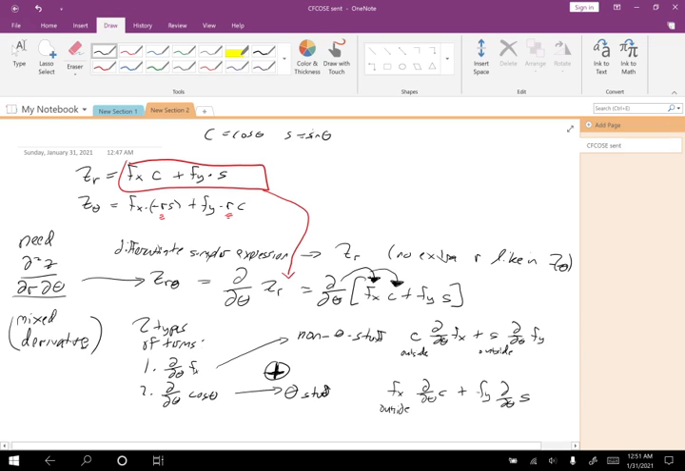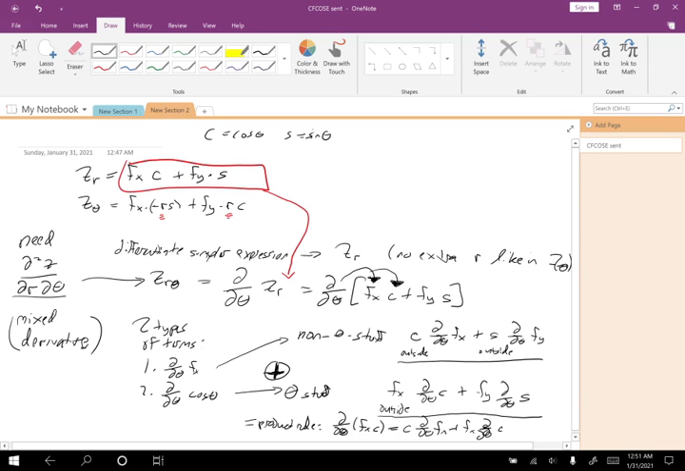And what am I doing? I'm just doing the product rule. Right? Because d/dθ of f sub x c, surely this is just c d/dθ f sub x plus f sub x d/dθ of c. Okay? And so what I'm doing is I'm using the product rule to split this up into two types of terms to clarify what's going on.